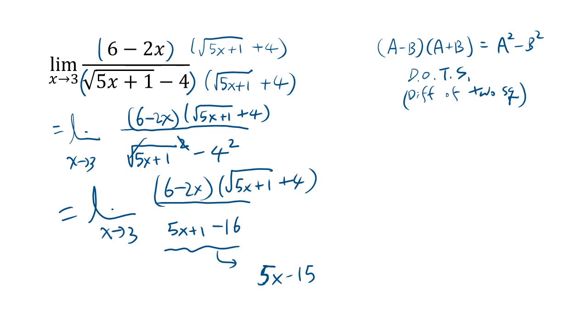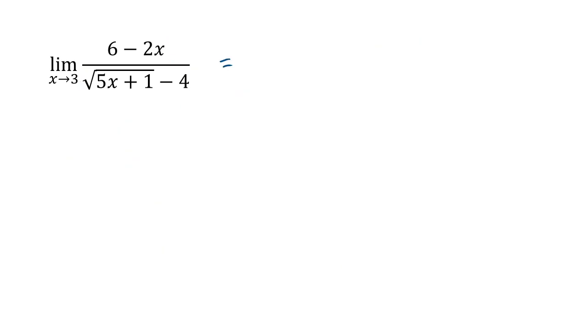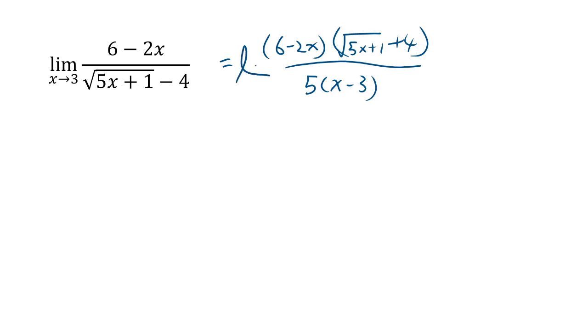And you should make it a habit to factor as much as possible. If you see something like this and you see that 5 and 15 have a common divisor 5, then you should factor the 5 out, and then you get x minus 3. That makes things a lot easier to calculate. Okay, let's continue to write down what we have so far. So here's what we have. We have 6 minus 2x times square root of 5x plus 1 plus 4, divided by 5 times x minus 3, limit x going to 3.